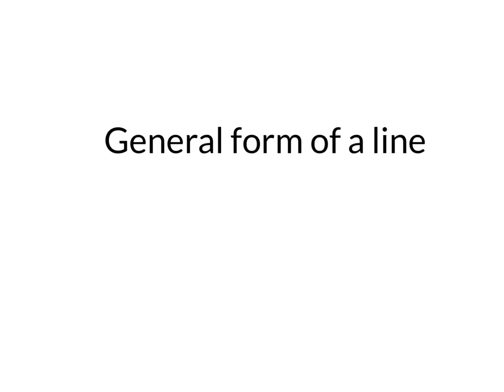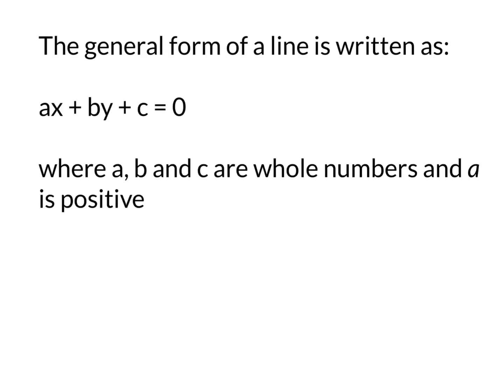Welcome to general form of a line. The general form of a line is written as ax plus by plus c equals 0, where the a, b and c are whole numbers and the a, the value in front of the x or the coefficient of the x, is positive.